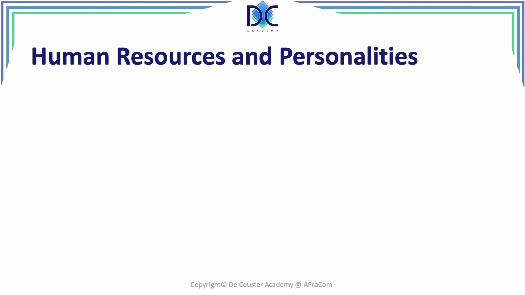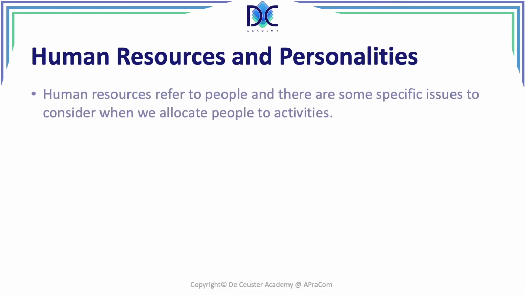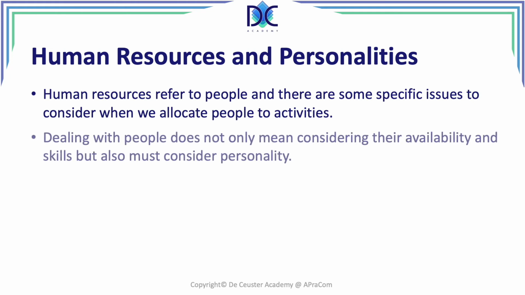Now, we also have to take into account the personality of the people. When we allocate people to activities, we also have to consider their personality. We have to see, first of all, what the people like to do. What are their favorite types of jobs? And we have to see what their skills are, but also their personality when they have to work with other people.